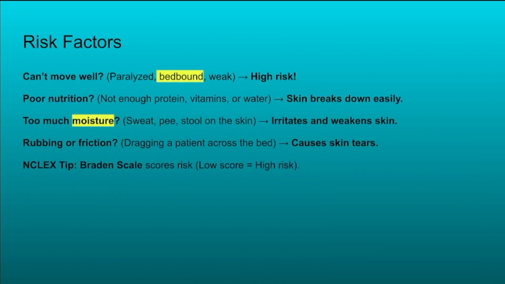Some of the risk factors for pressure injuries include a patient that can't really move well. So think about a patient that's paralyzed or bedbound or weak. They're not really moving that much. So for one, that blood flow isn't really being stimulated. And for two, all that weight on their bony prominences is going to stop that blood flow. So these patients are high risk.